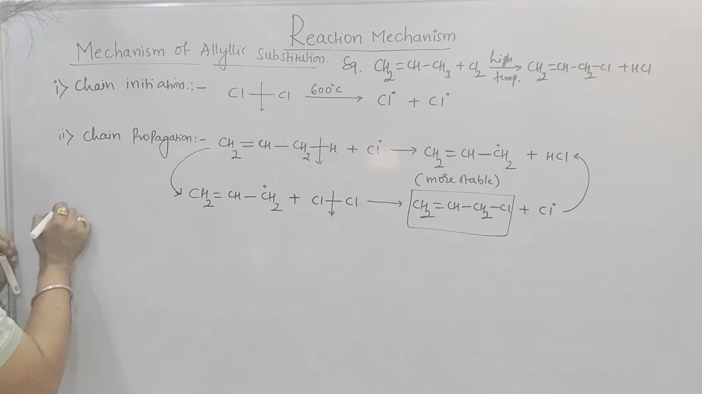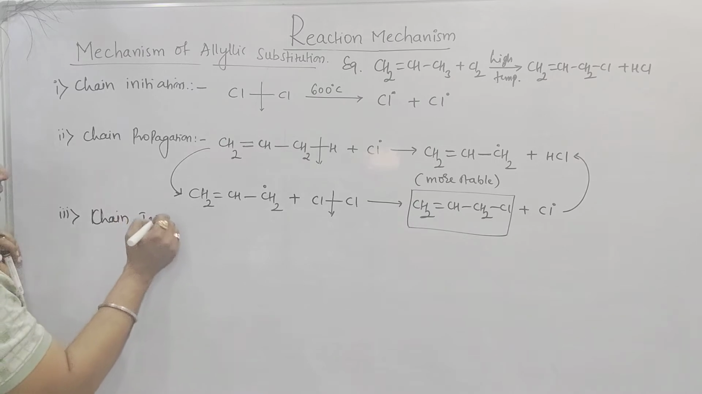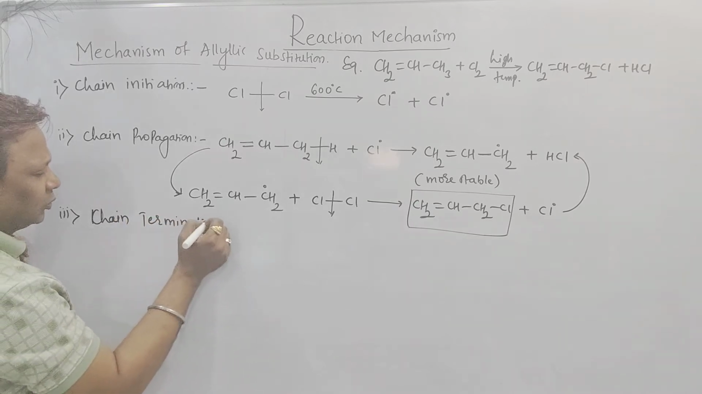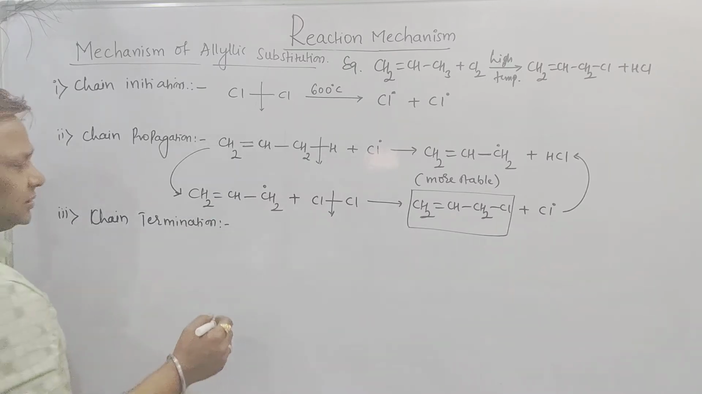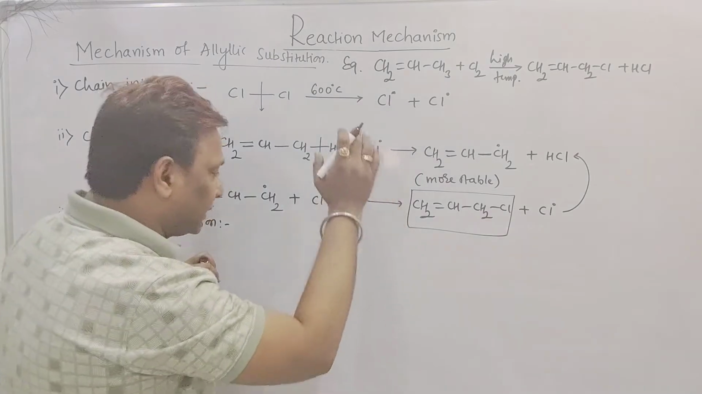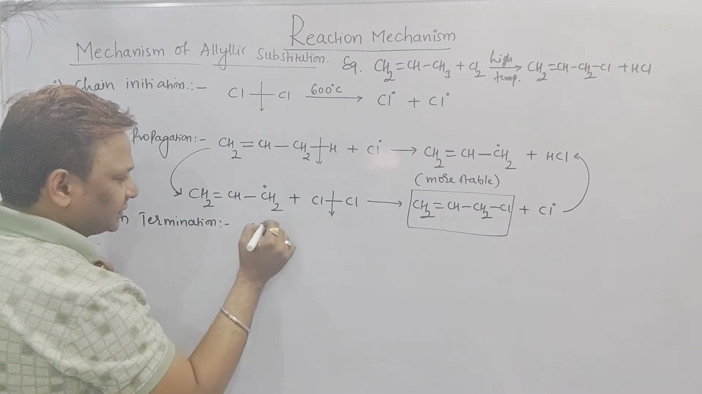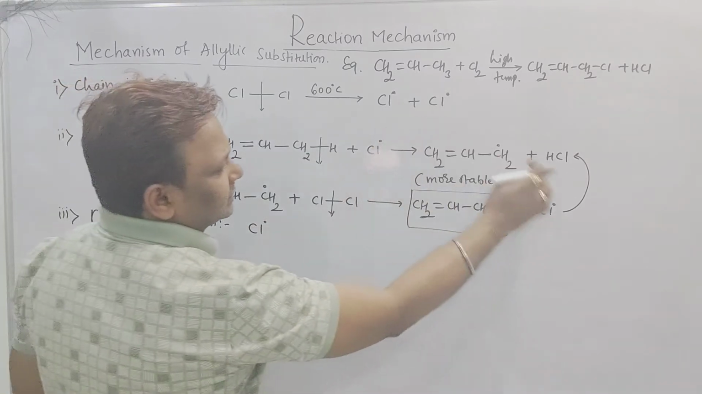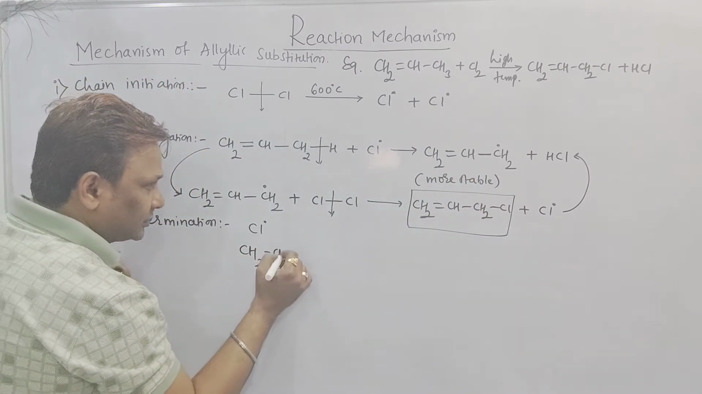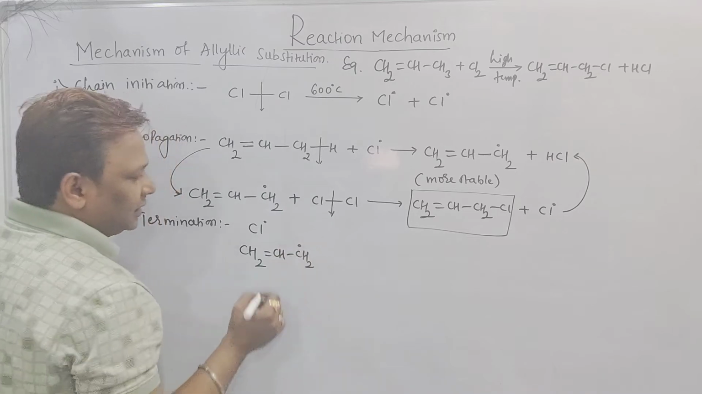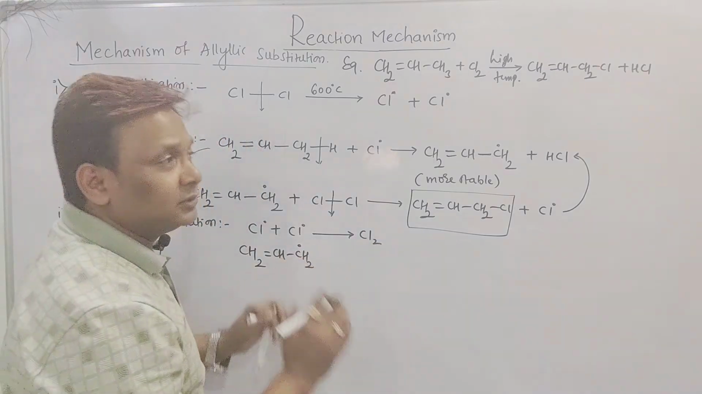Now the third step is called chain termination. Chain termination means we have to stop the reaction. But how can this reaction be stopped? To stop this reaction, collect all the free radicals available here: Cl radical, Cl radical, and the allyl radical CH2=CH-CH2 radical. A Cl radical can combine with a Cl radical to form Cl2 as one product.